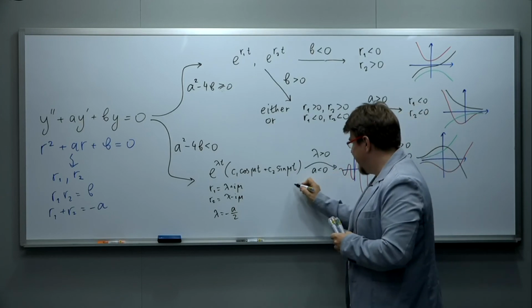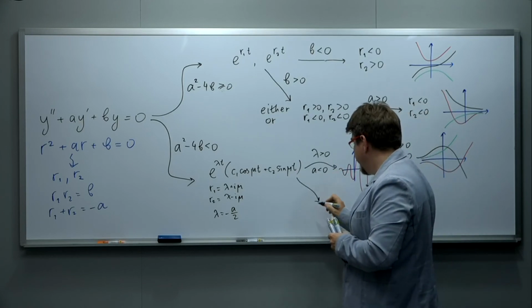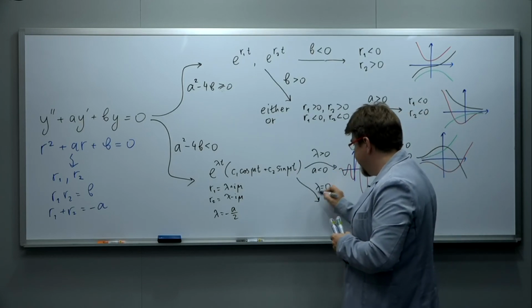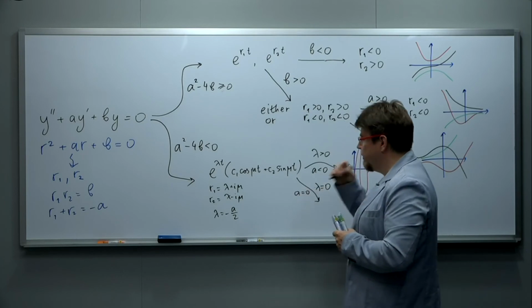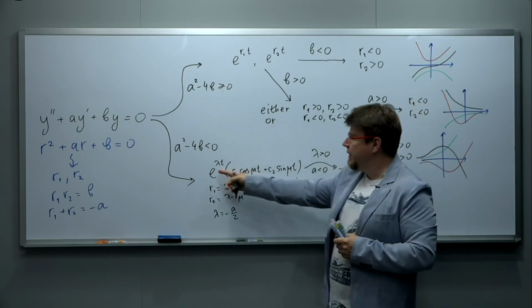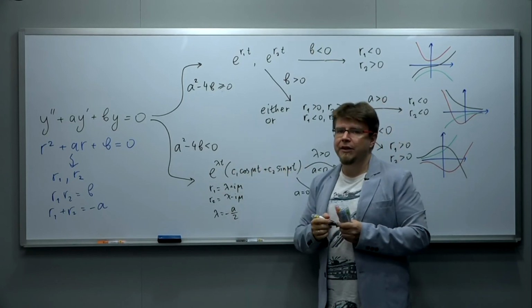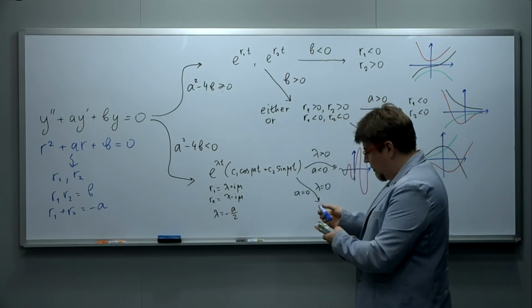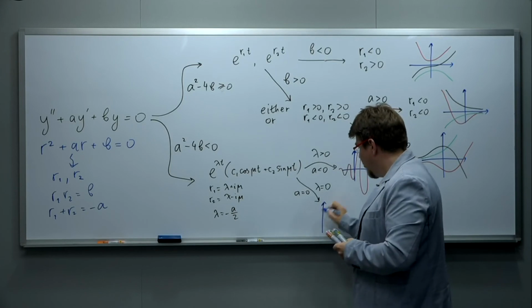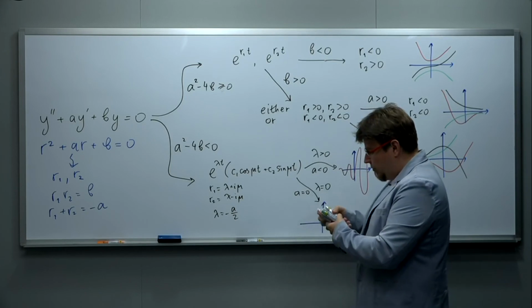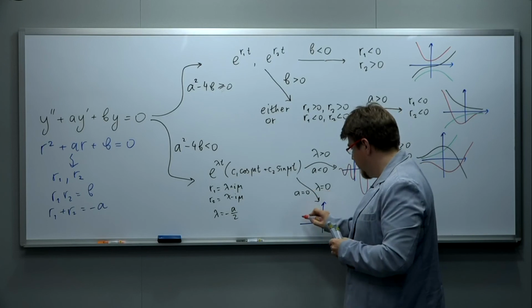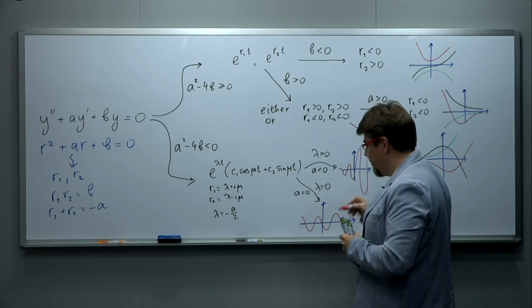Well, another case that we may have is when lambda is exactly 0, which happens when a equals 0. And if lambda is 0, then e to the 0 is just 1. And the solution is just an oscillating function. So in this case, all solutions are going to be just oscillations. So they're just going to be like this.